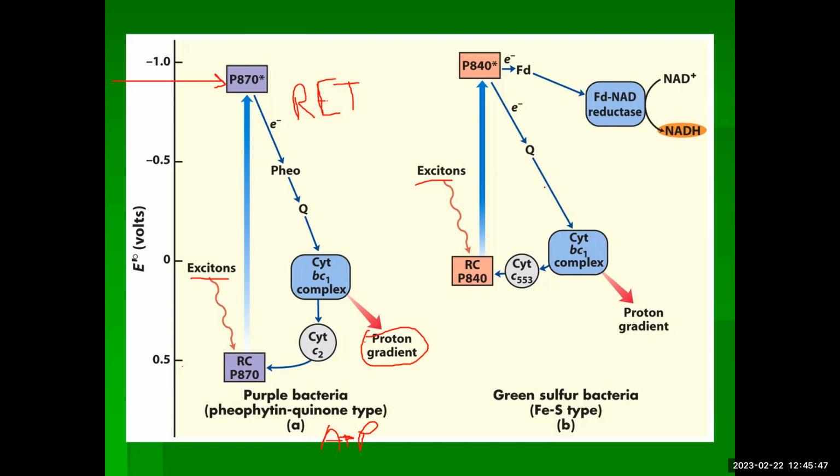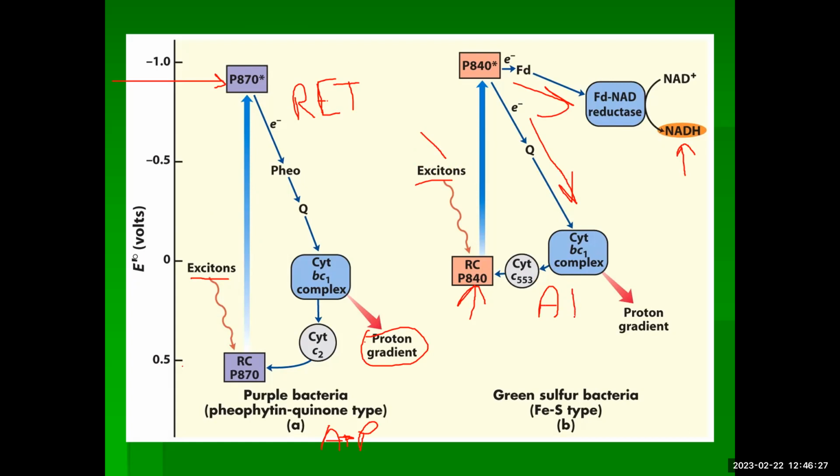This is non-cyclic photophosphorylation. This photosystem now has to be re-reduced. Now notice this system can give the electron to a quinone, just like what you have over here. That quinone can be used to drive the cyclic photophosphorylation, or it can be used to drive non-cyclic photophosphorylation, where it makes reductant in the form of NADH. This cyclic photophosphorylation is used to make ATP.